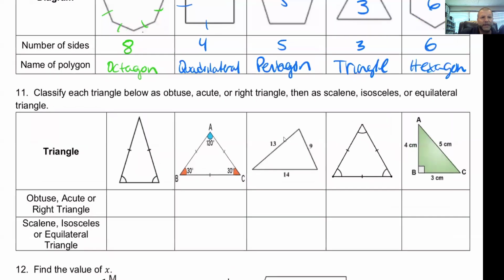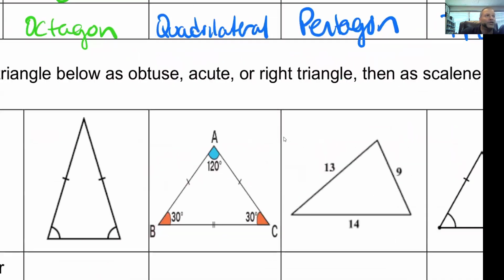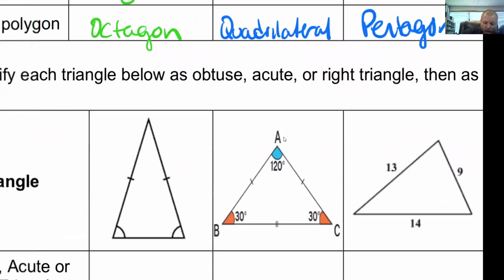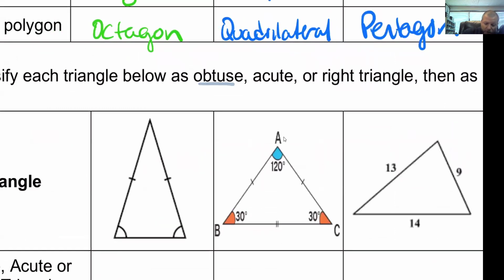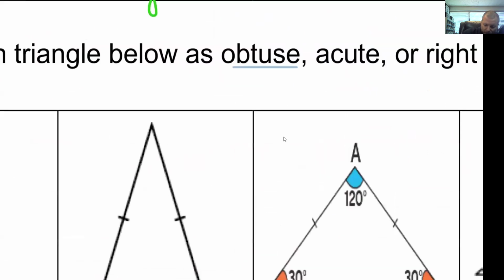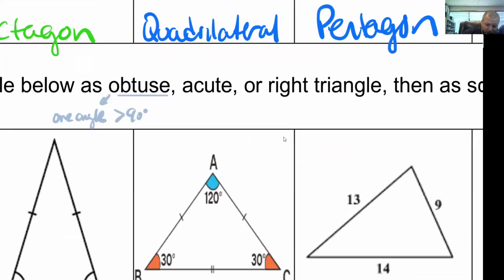Right, so question 11 is another application of do you know definitions. For a triangle to be obtuse, one angle must be obtuse. We saw in question 1 or something. In order to have an obtuse angle, it has to be greater than 90 degrees. So as long as one of your angles is bigger than a right angle, it's an obtuse triangle.